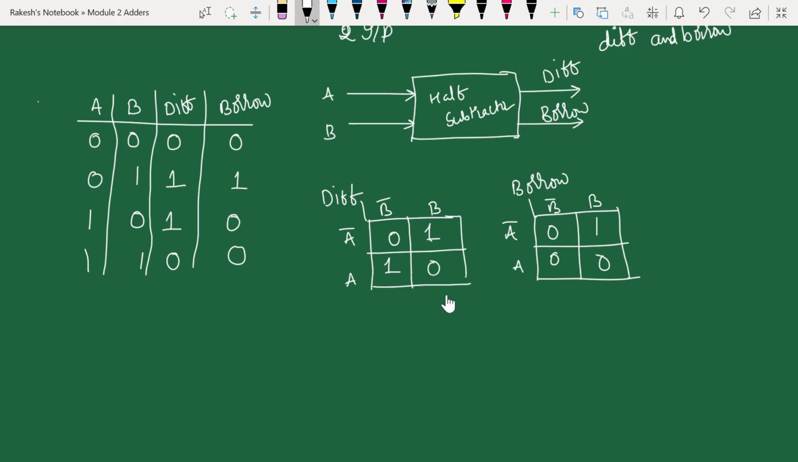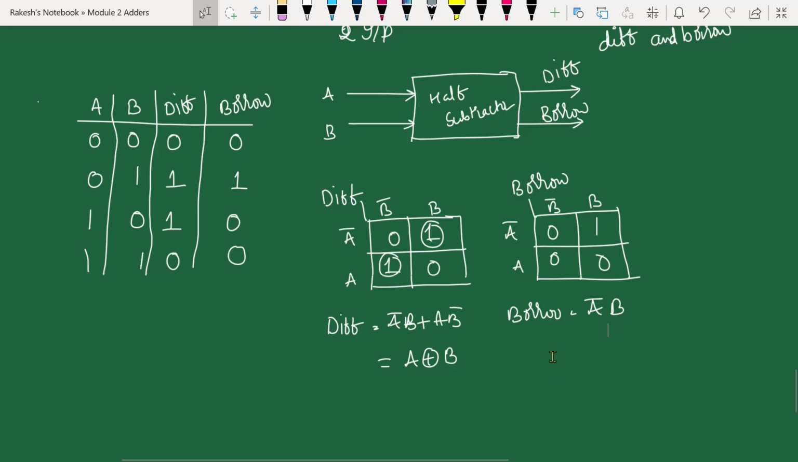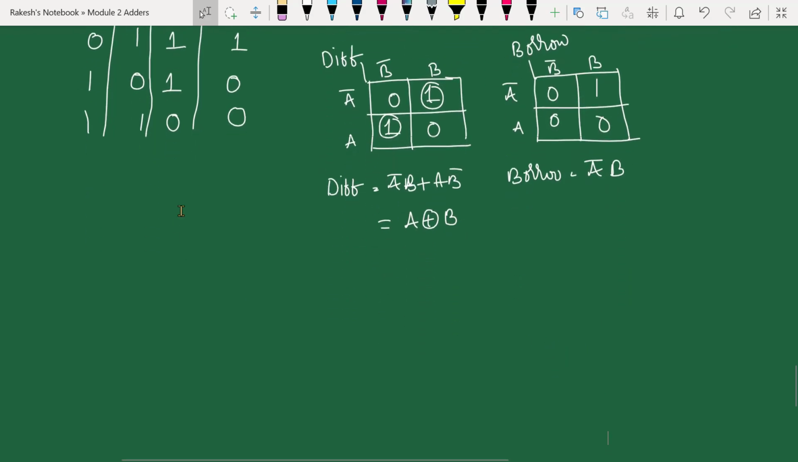So if you look at here, there is no possibility for pair formation. I can directly write the difference term as 2 isolated ones. That means A bar B plus A B bar, or I can write it as A exclusive OR B. Similarly, if you take the borrow term, you can write it as A bar B. Now you got your output terms, and you just need to design a circuit.